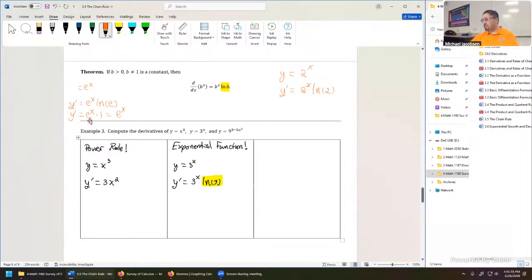So here's our, I think these might be misnumbered. That's our second example 3. Let's just call it part 2. So here's our next example 3.